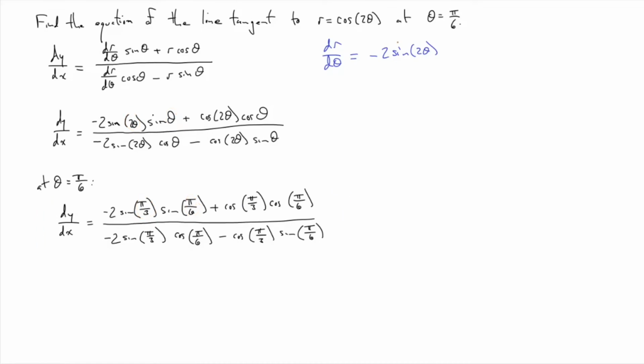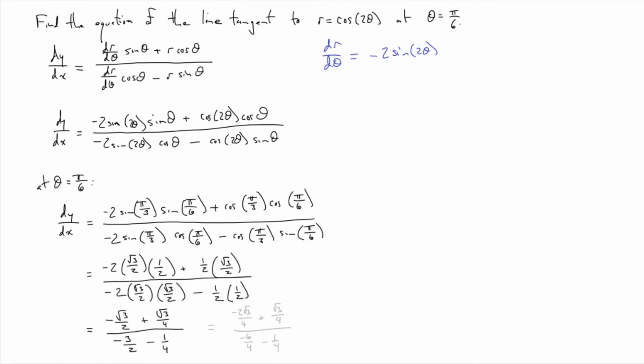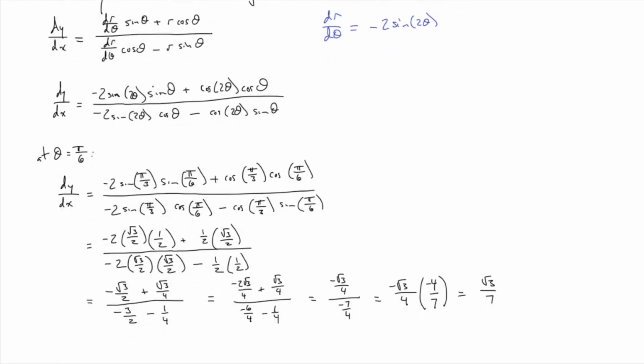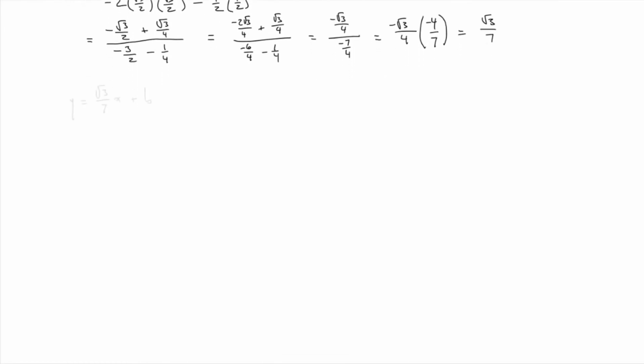And these are all values we can compute. We know the sine and the cosine of pi over 6 and pi over 3, so all that's left is to plug in those values and do some arithmetic. And I'm not saying that the arithmetic is especially fun, but it is just arithmetic, and you do it slowly and carefully, and you eventually work out that the derivative at pi over 6 is the square root of 3 over 7.